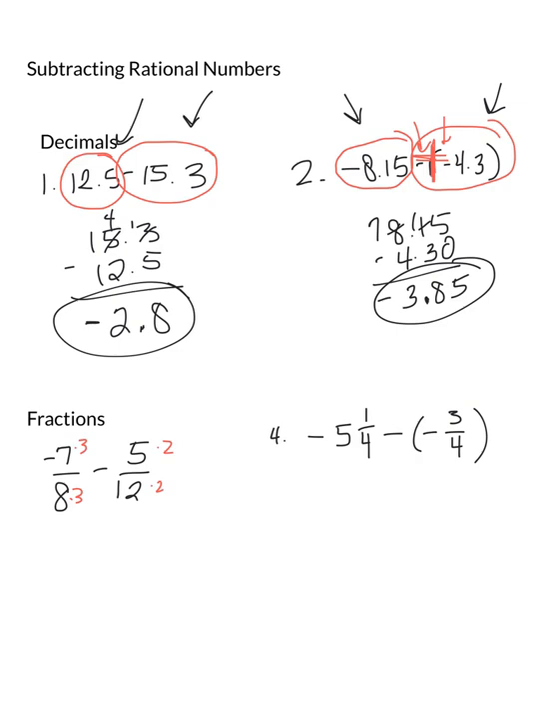So next, I'm going to rewrite. So negative 7 times 3 is going to give me that negative 21 over 24. I'm going to bring up, I like to just put that up top a little bit.